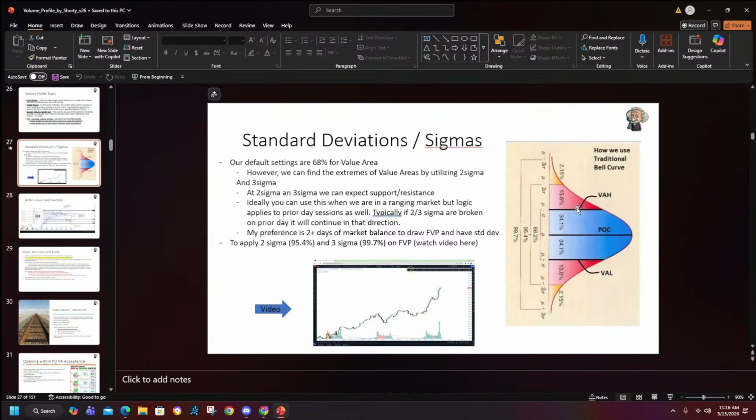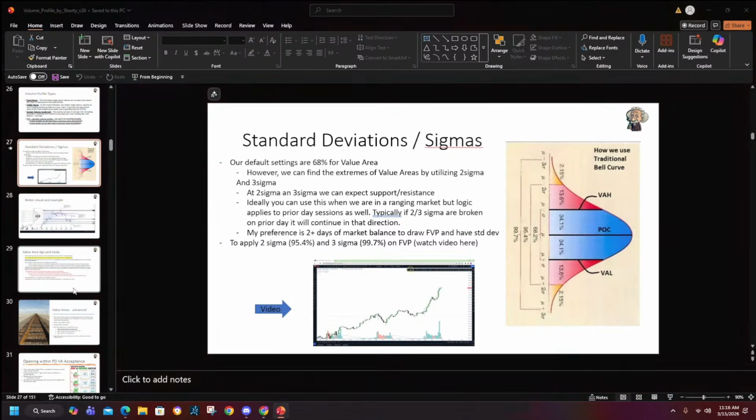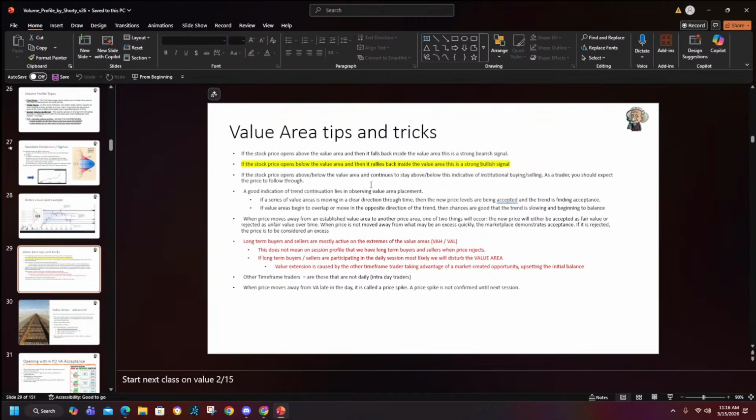If you're trading above but you're failing to get acceptance, most likely you're going to fall back inside, visit the opposite area, and proceed. So this is your value area. Okay, so tips and tricks: if the stock price opens above the value area and then falls back inside the value area, this is a strong bear signal. It's important that you remember these because they really become handy moving forward.